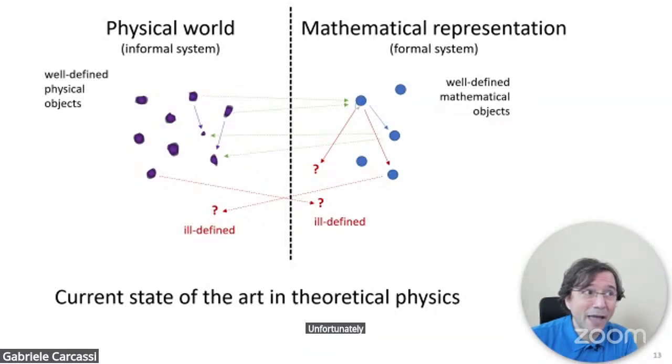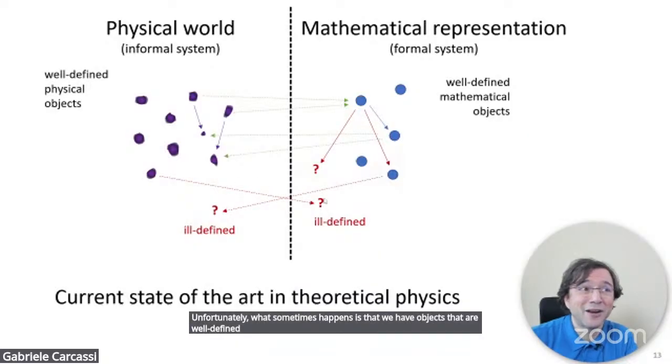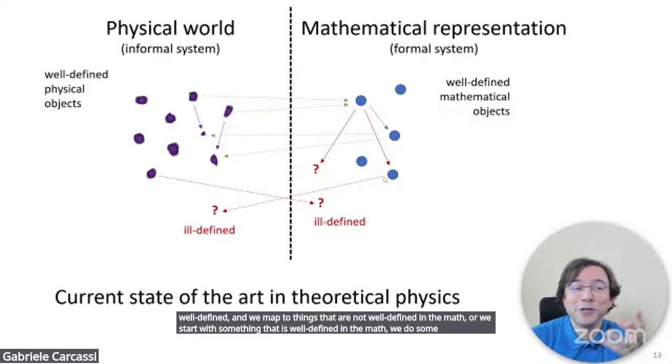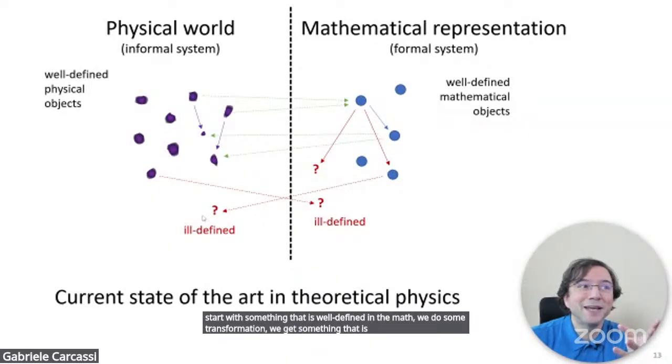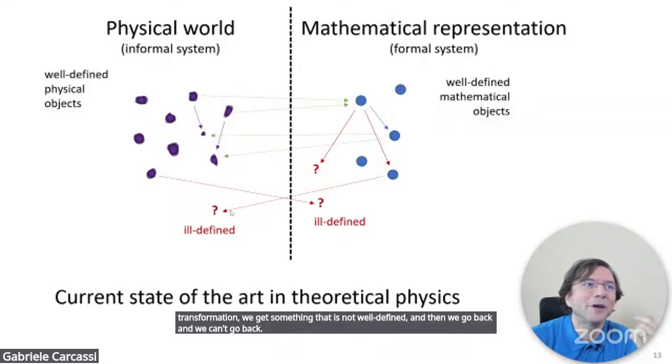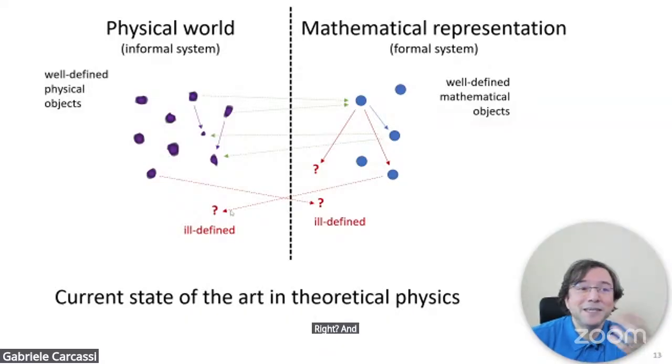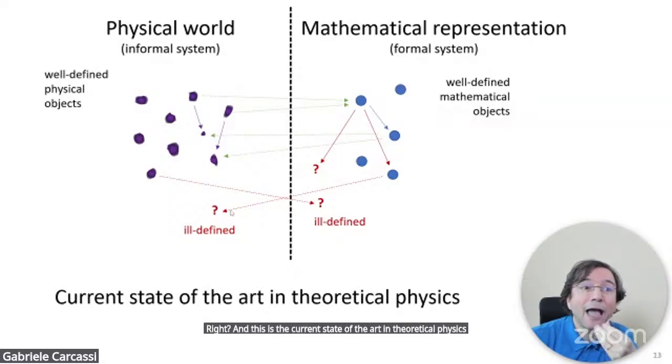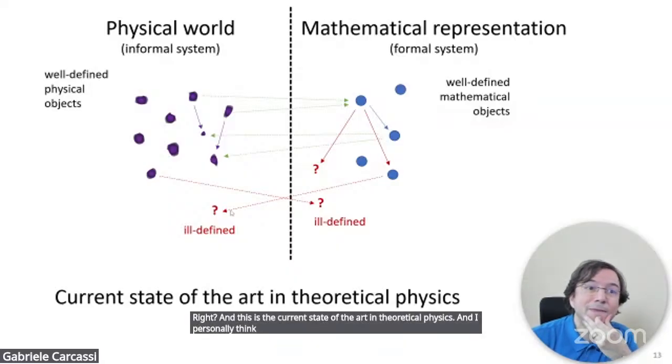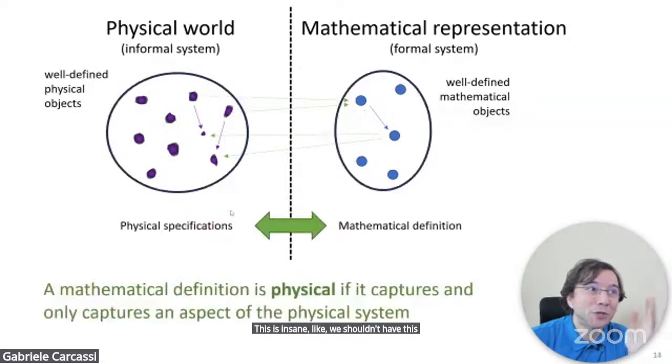Unfortunately, what sometimes happens is that we have objects that are well-defined and we map to things that are not well-defined in the math, or we start with something that is well-defined in the math, we do some transformation, we get something that is not well-defined, and then we can't go back, right? And this is the current state of the art in theoretical physics. And I personally think that this is insane. We shouldn't have this. What we should have is this.